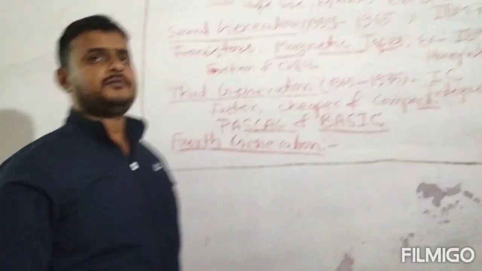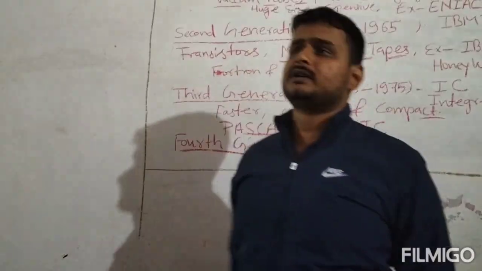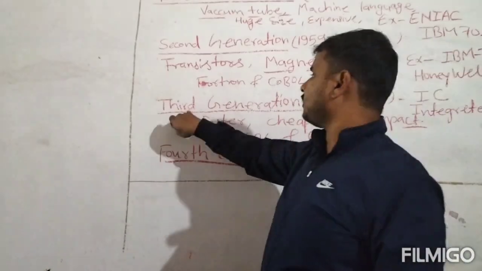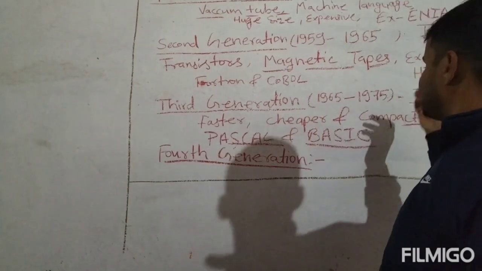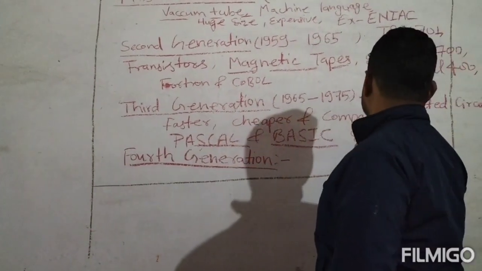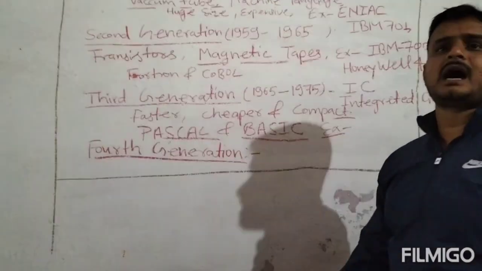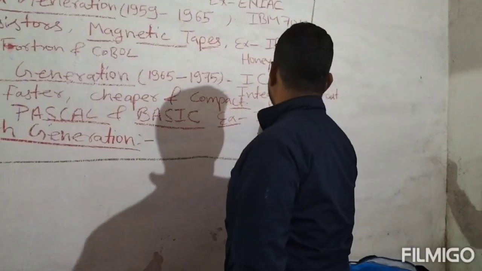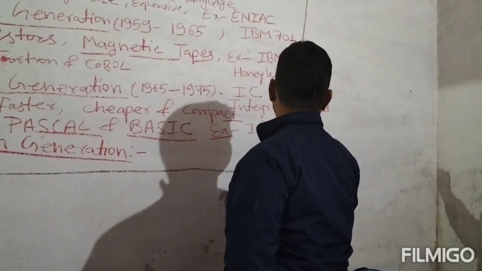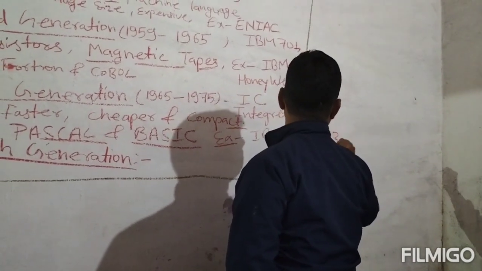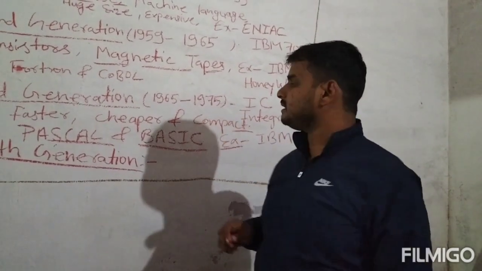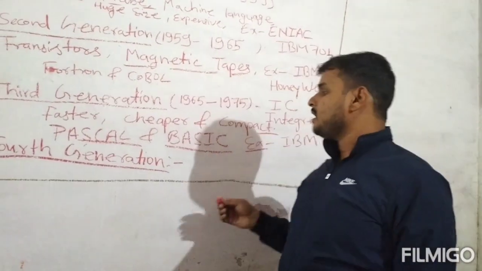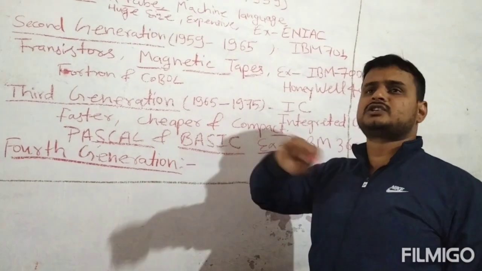When we are talking about the fourth generation computers, first I have missed out the third generation computers' examples. So third generation computer examples are IBM 360 and 370. IBM 360 and 370 are some examples of third generation computers. Now we are going to discuss the fourth generation computers.